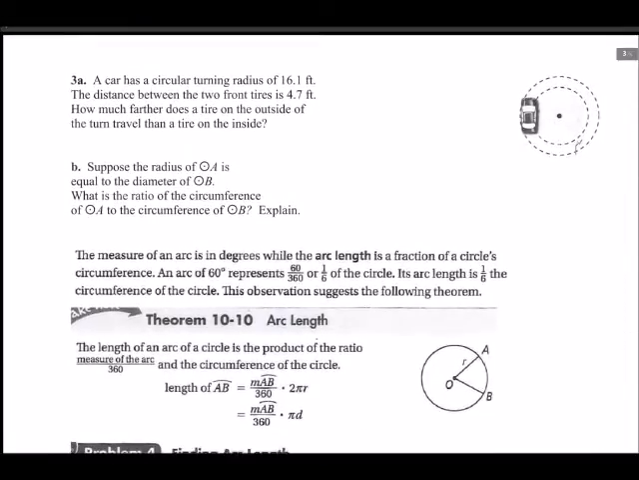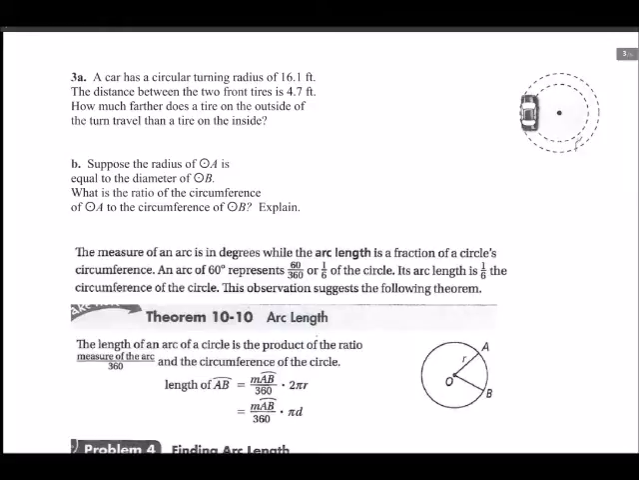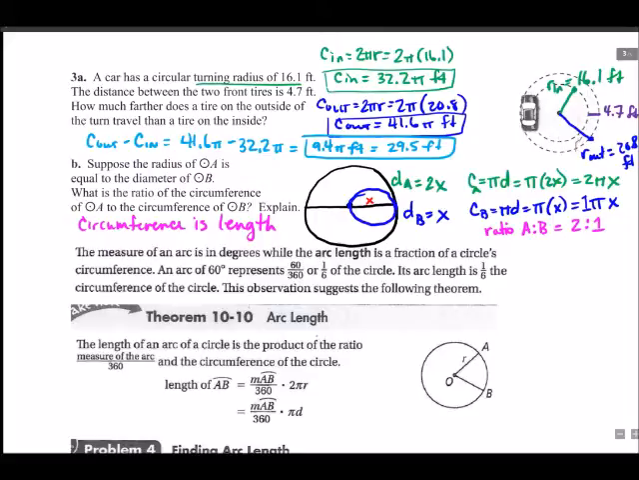And guess what? Now it's your turn. Pause the video. Do the next couple of problems. All right, the first problem was easy.